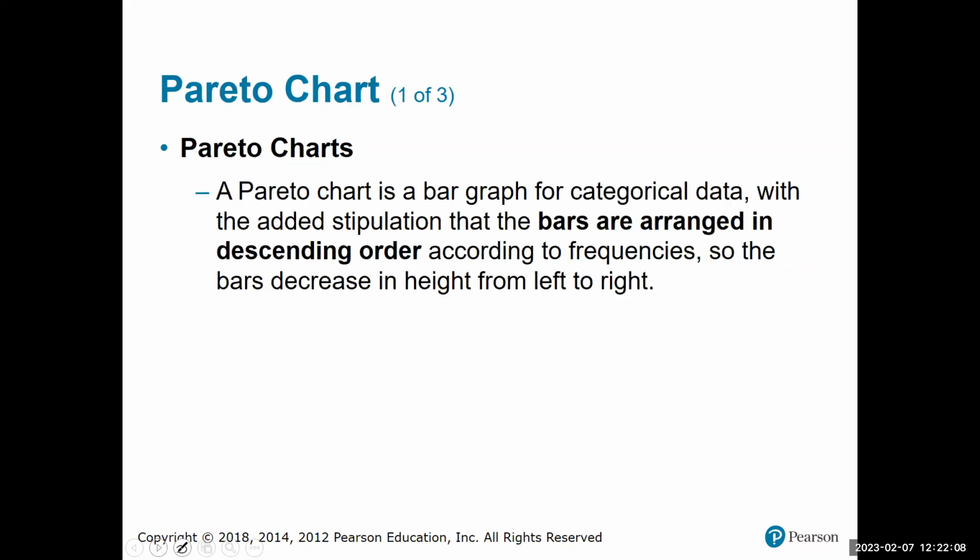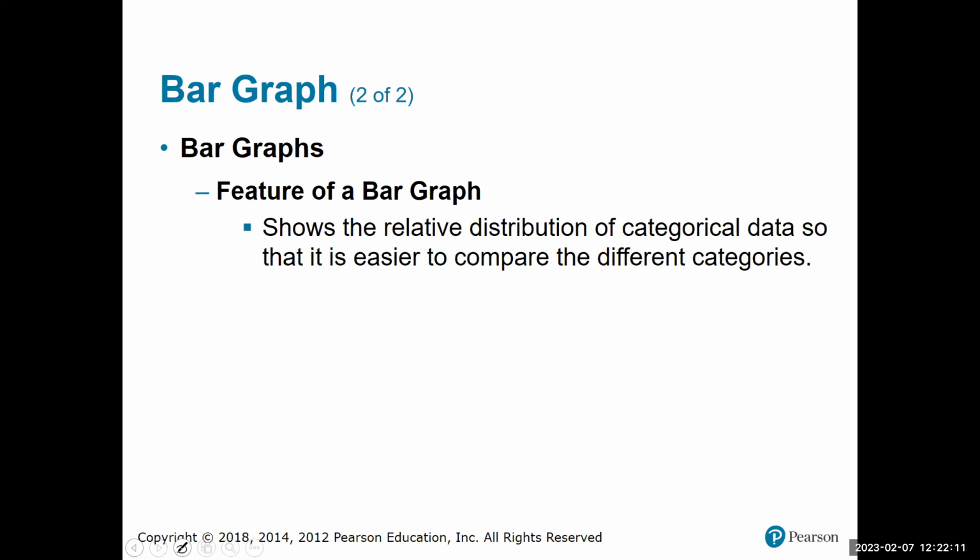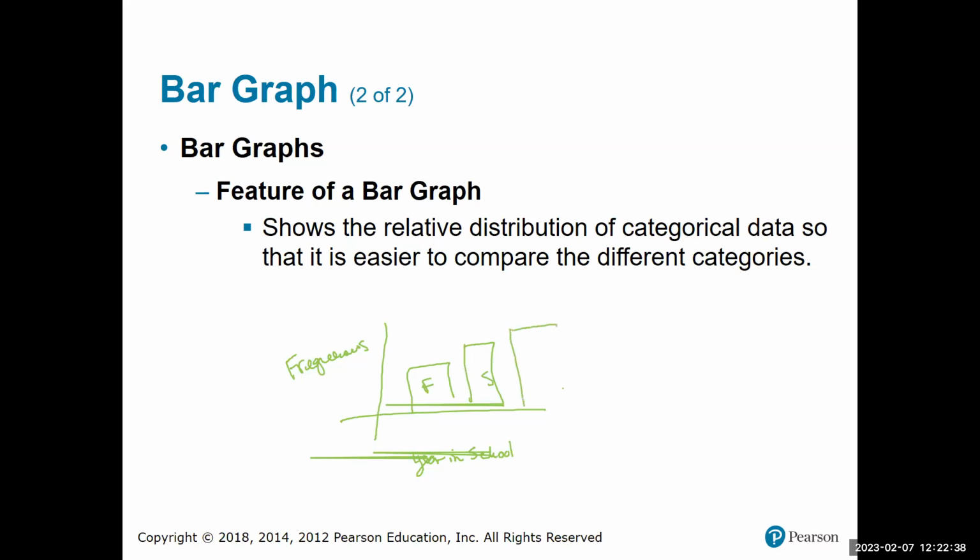Are they going to show us one? No. I don't know. It would be, these would be frequencies. And so over here, we would have something that's qualitative. So maybe your year in school. And so maybe we have freshmen, and then maybe we have sophomores. And then we have juniors, and then we have seniors. So it would look something like this, right? So it shows the frequencies for qualitative data instead of quantitative.